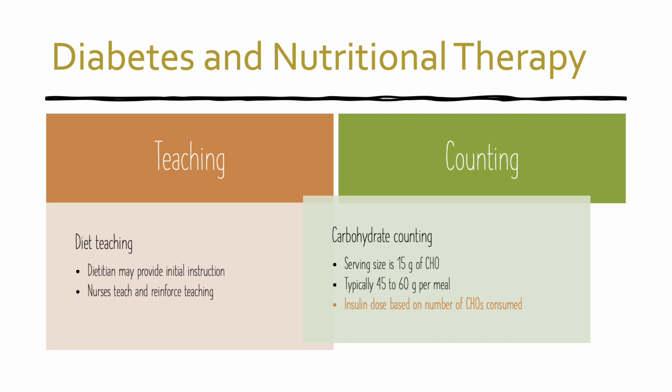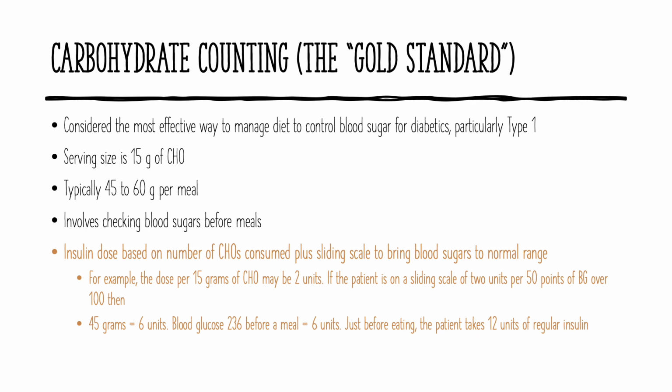I want to talk about carbohydrate counting because that is the most effective way. It's considered a gold standard. It's the most effective way to manage blood sugars. So carbohydrate counting, this is considered the gold standard for caring for diabetes and most particularly for type 1 diabetes. So we'll want to consider the most effective way to manage the diet to control the blood sugars. This is considered the most effective way.